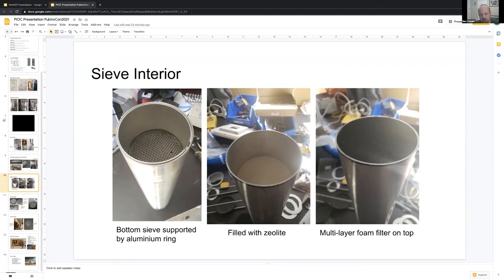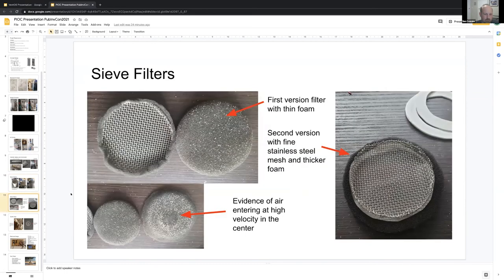So we're looking at different arrangements here. So the first foam filters, you can see some issues like where we've got the air jetting through. And then I've made a second type of filter, which is stainless steel mesh and a thicker foam. So that's what's being tested now.